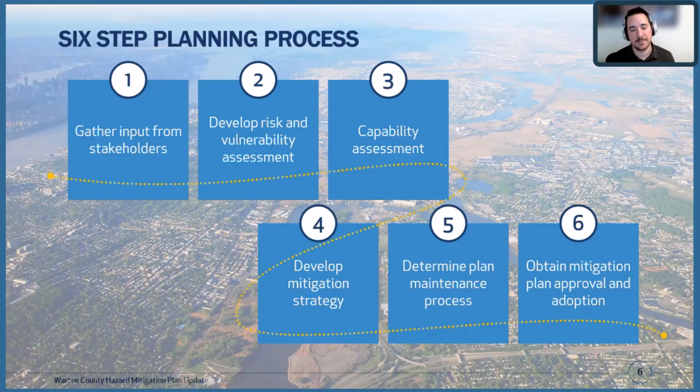And lastly, obtaining mitigation plan approval and adoption. You can't just write the plan. I mean, you can, but if you want to have more access to funding after a disaster or an event, or if you want your community to have access to flood insurance through the National Flood Insurance Program, you need to have a plan adopted at both the state and the federal FEMA level.